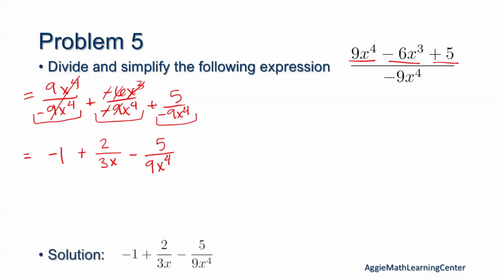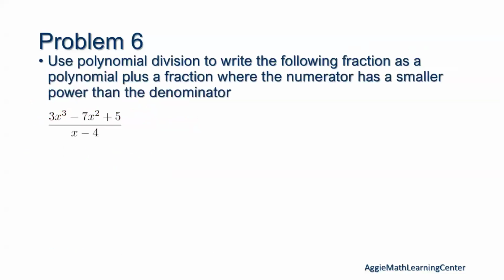Cool. Sweet. Now we have one where we don't have a monomial on the bottom anymore. We have a polynomial. So what does that mean we need to do on this one? Long division. Gorgeous. So how do we set that up? It's gonna just be x - 4 and then the long division sign, 3x cubed minus 7x squared plus 5.